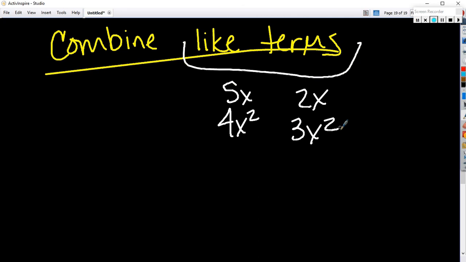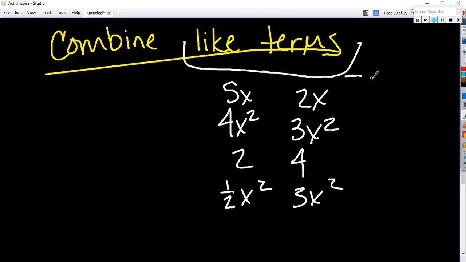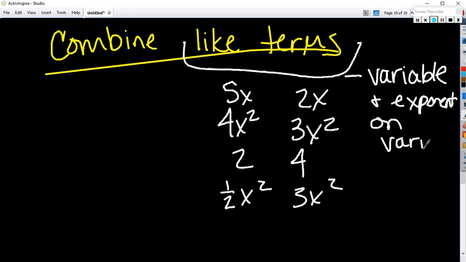Give me another example. 2 and 4. Give me another example. 1/2 squared and then like 3 squared. What is always the same on like terms? The endings. The endings, which are what? Squared of x. The variable and the exponent on the variable. That's what makes them like terms, right? It doesn't have anything to do with the number in front of x.